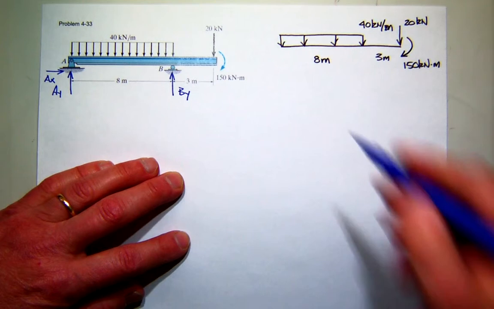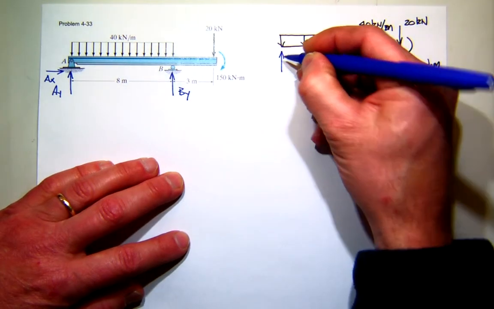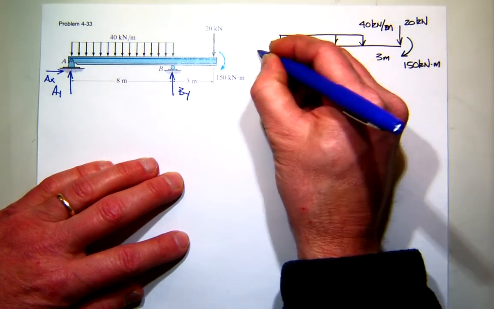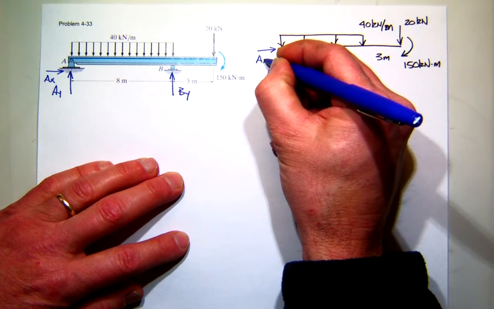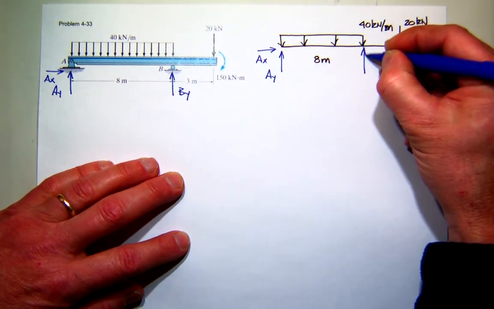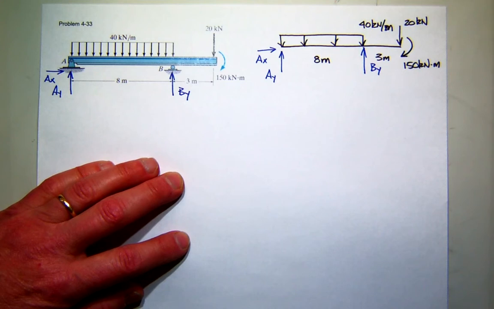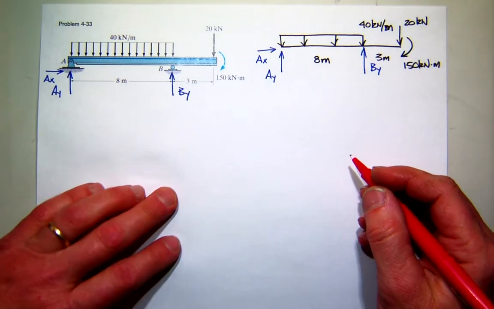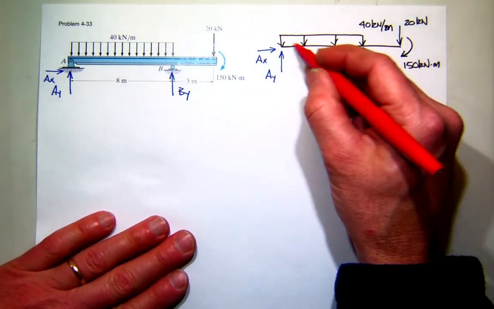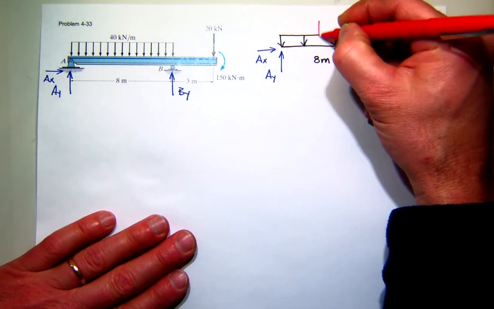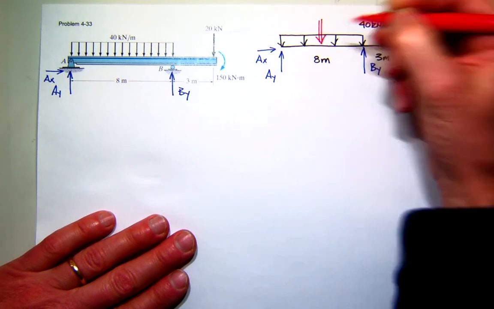And I'll go ahead and redraw my 3 unknowns for the reactions. Now it's convenient, and usually as part of the first step, to go ahead and resolve this distributed load into a concentrated force that's equivalent.